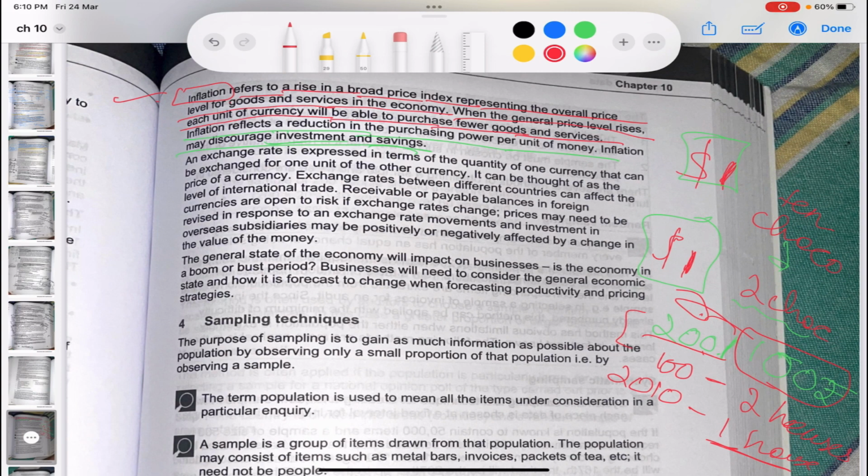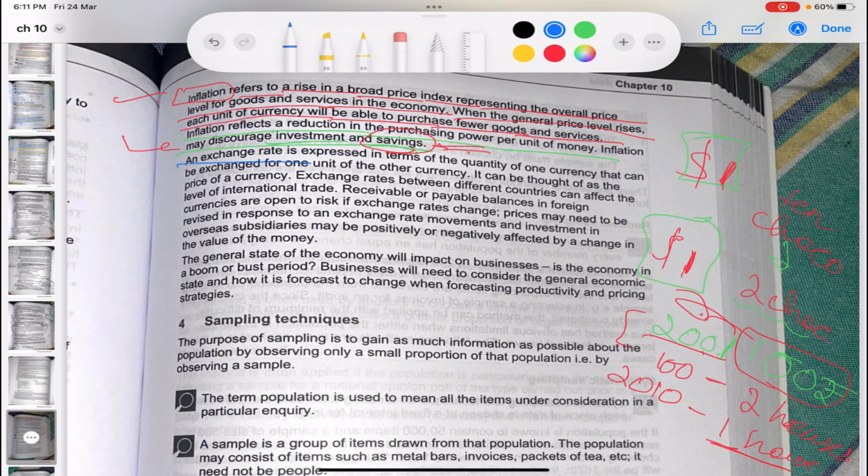Because I know that when inflation happens, the value of my currency is going to decrease. Then why will I even save? So that is how it is discouraging savings. So when you're discouraging savings, what do you mean by discouraging investment? Now that I have explained savings, I think you will be able to understand that as well.